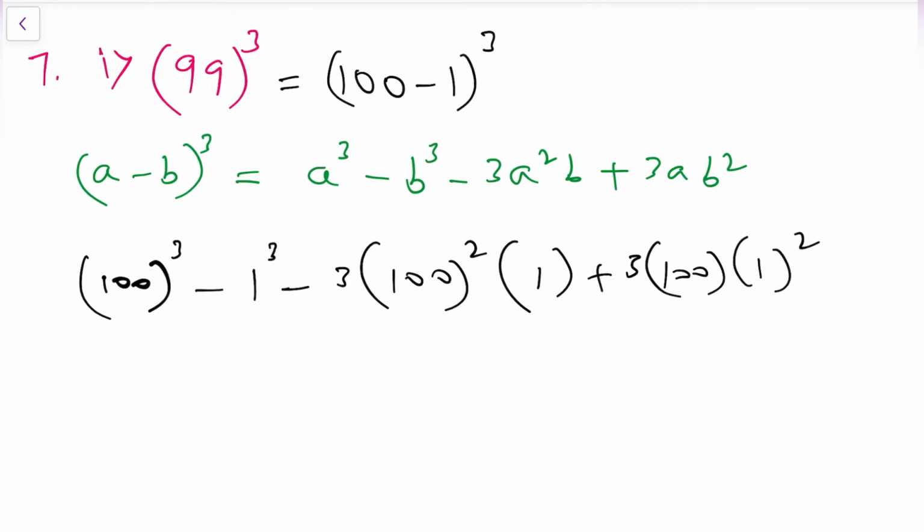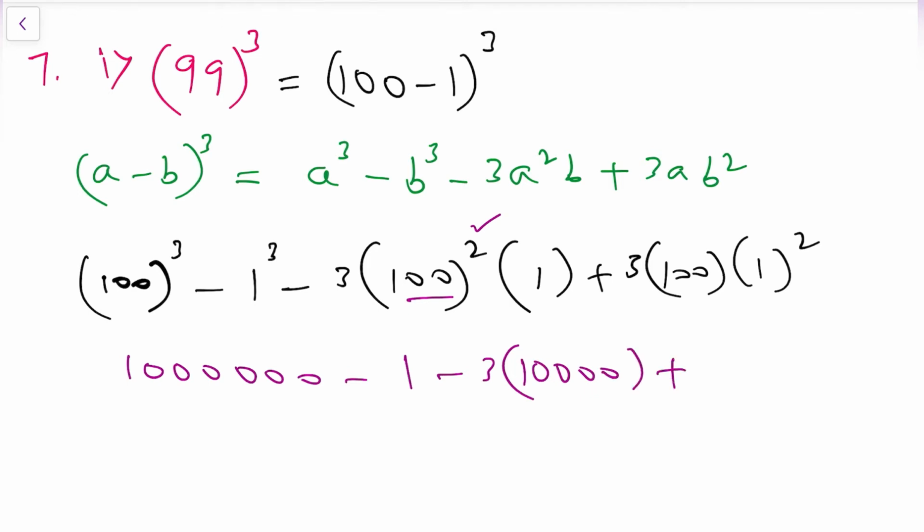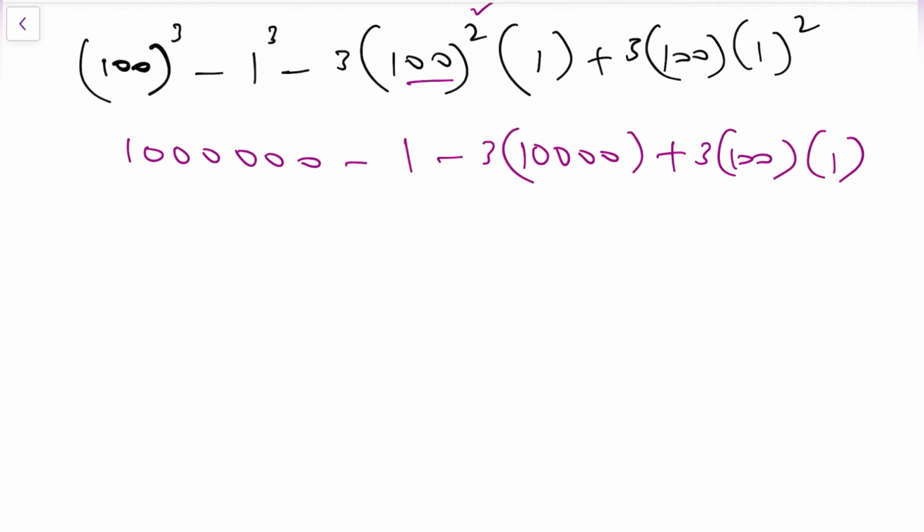Now if we check 100 power 3, here 2 zeros are there and power 3 is there, so 2 into 3, 6 zeros will come. Total 6 zeros, 1, then keep 6 zeros, minus 1 cube is 1, minus 3 into 100 square. For 2 zeros, power 2 is there, so 4 zeros. Anyway, into 1 only is there, so no problem. Plus 3 into 100 into 1 square, 1. Let us simplify this now.